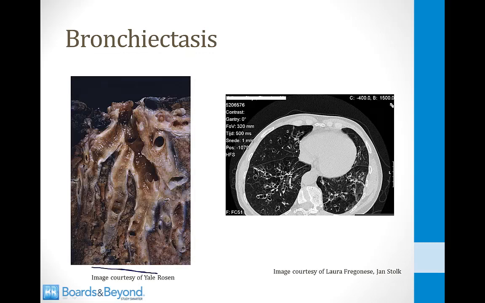And these are some pictures of bronchiectasis. So this is a path specimen on the left, and these are big dilated airways that you see in bronchiectasis. Over here on the right is a CAT scan of bronchiectasis. And you can see these big circular dilated airways here. That's what you see in bronchiectasis.